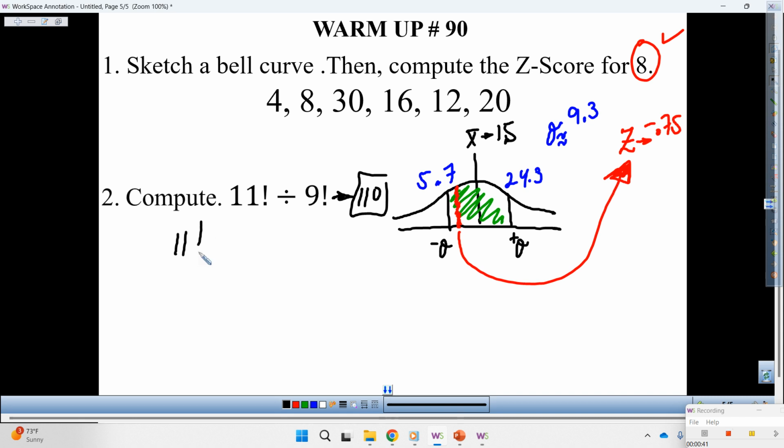We have 11 factorial over 9 factorial. So what is 11 factorial? 11 times 10 times 9, and so on. However, in order to match the denominator, instead of writing times 8, times 7, times 6, all the way to 1, I'm going to leave it as 9 factorial. Why do I do that? So that we can get a giant 1, and that leaves us with 11 times 10, which is 110. All right, send that in, please.